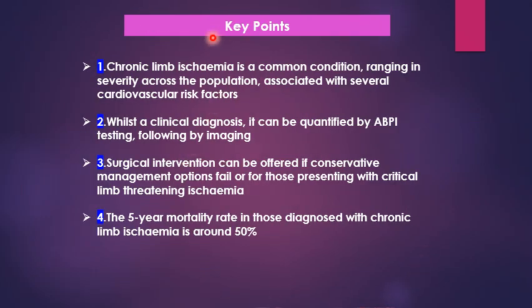Now, finally, the key points. What are the 4 key points to take back? Chronic limb ischemia is a common condition ranging in severity across the population. It is associated with several cardiovascular risk factors.